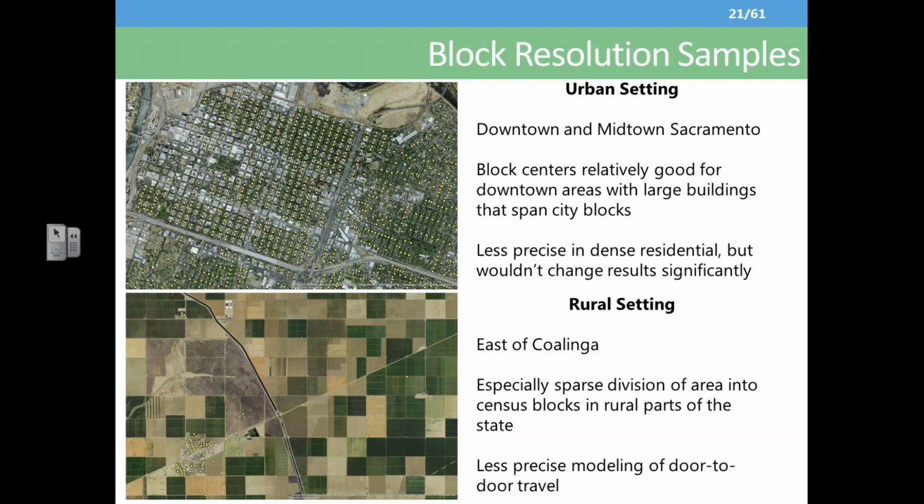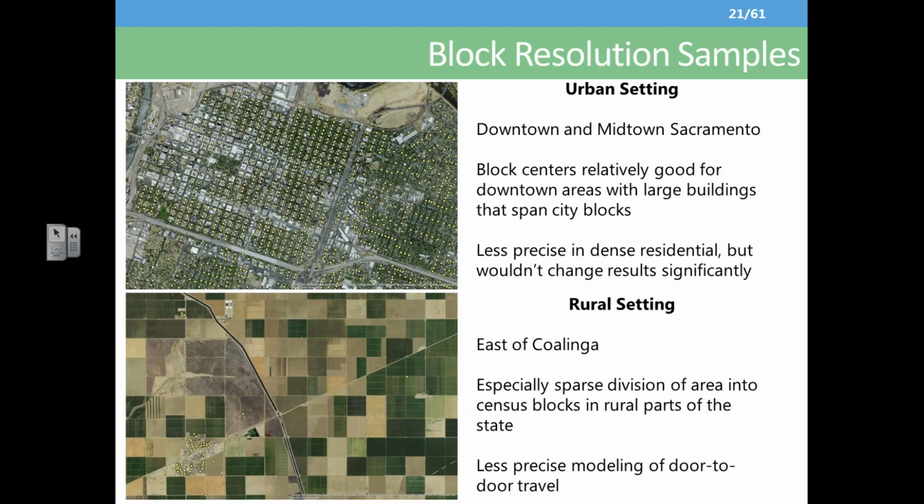They're relatively good for downtown areas with large buildings that span city blocks. You might have a number of individual addresses, but still you'd have a pretty good resolution there. It's less precise even in dense residential, but you wouldn't really change your results significantly. Even if you don't have the individual house door number, you're only on one side of the block versus another side of the block, so the error there is probably within uncertainty at that point.